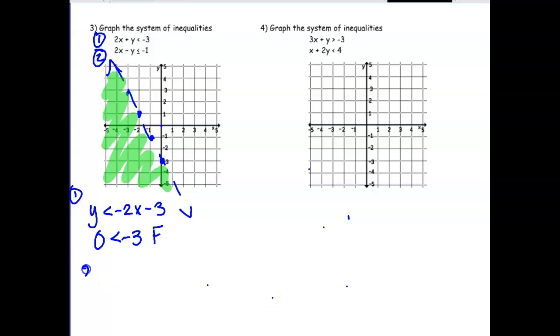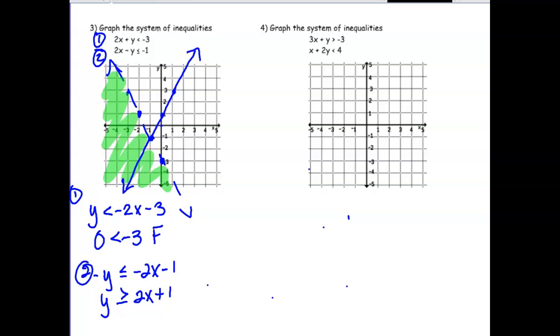The second one, I'm going to put it in slope-intercept form. So negative y is less than or equal to negative 2x minus 1. But when I multiply or divide both sides by negative 1, I've got to remember to flip the inequality. So y is greater than or equal to 2x plus 1. My y-intercept is at 1, my slope is going to be 2, so it's going to look like this, and it's going to be a solid line.